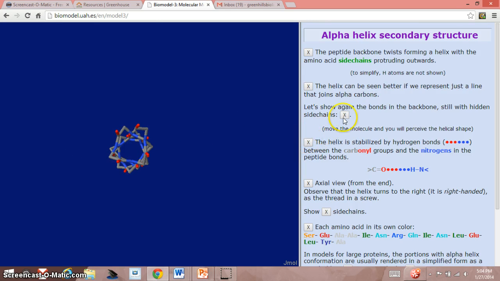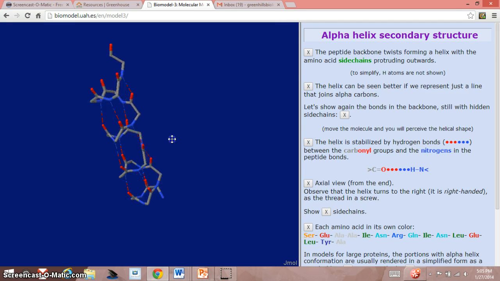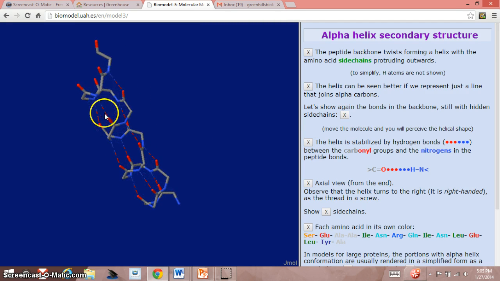And now you can describe the alpha helix. It's stabilized by hydrogen bonds. Remember we talked about those, where we've got a kind of negative region of one and a kind of positive region of another, and they're attracted to each other, so they hold things still.